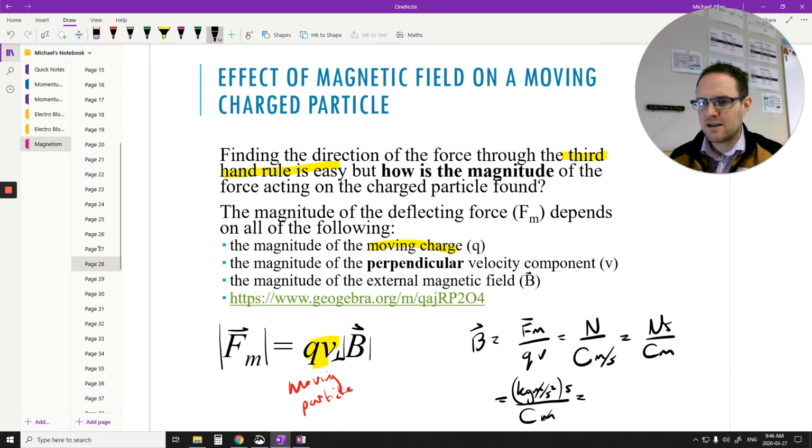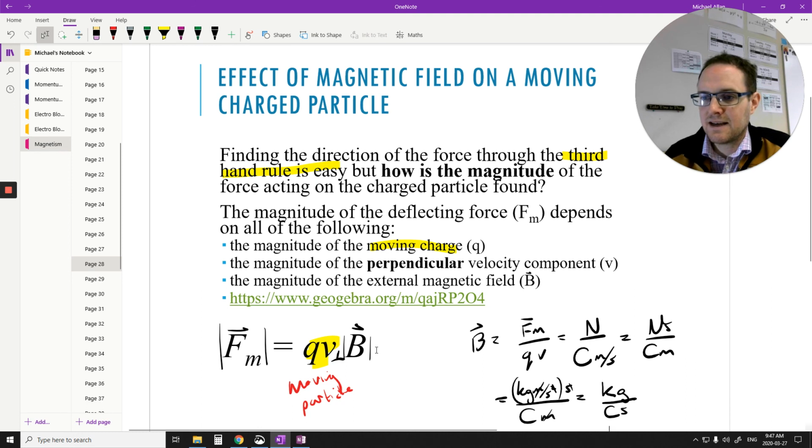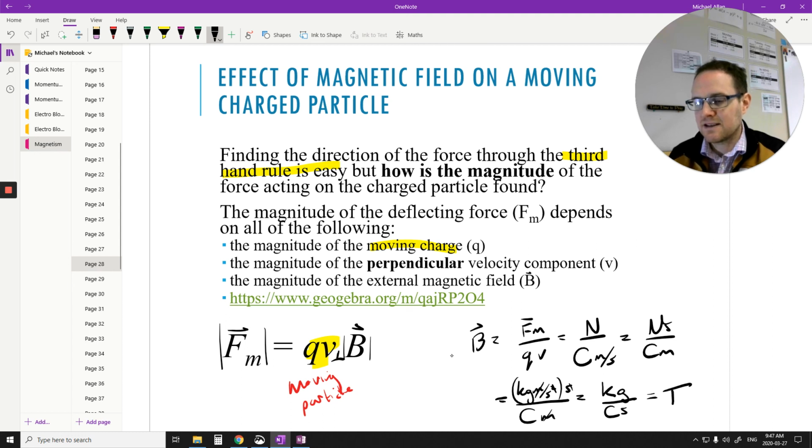So the meters cancel out. One of the seconds cancels out. I'm left with a kilogram per Coulomb second. I think that's right. So seconds here goes to the bottom. Those are almost meters. Yep. So kilogram per Coulomb second. Okay. So that's essentially what Tesla is. All right. This is a capital T, so that's a Tesla. Named after Nikola Tesla.